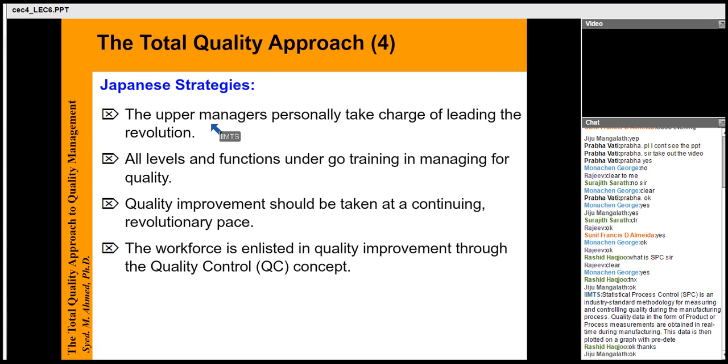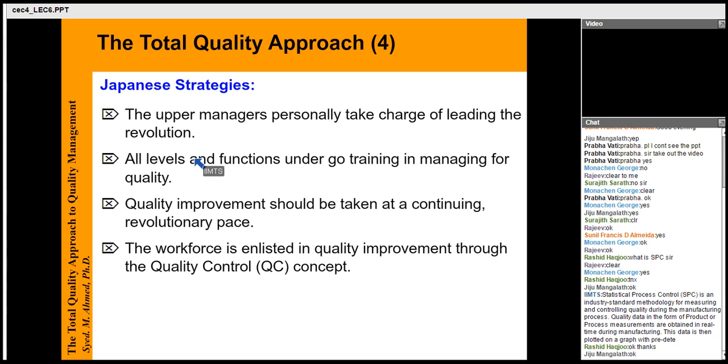Now let us see the Japanese strategies for total quality management, how they manage the total quality approach. The upper managers personally take charge of leading the revolution. All levels and functions undergo training in managing for quality. Quality improvement should be taken at a continuing revolutionary pace. The workforce is enlisted in quality improvement through the quality control concept. So this is the Japanese strategy. That means the people sitting at the top managerial level take charge and lead from the front.